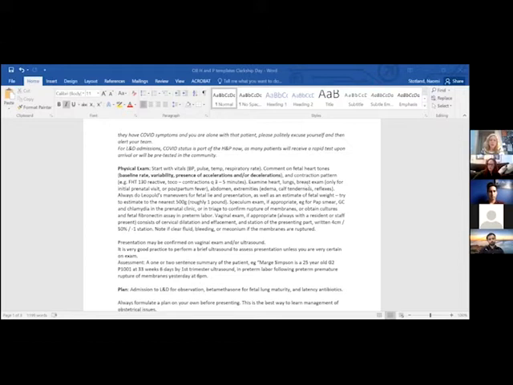And then the contraction pattern, also referred to as a TOCO, referring to contractions. How frequent are the contractions on the contraction monitor? And then the physical exam in an H&P would include a heart and lung exam for most patients. A breast exam you would not be doing for an L&D admission, only for, say, a first prenatal visit where they haven't had a full H&P, where they haven't had a well person exam in a long time.